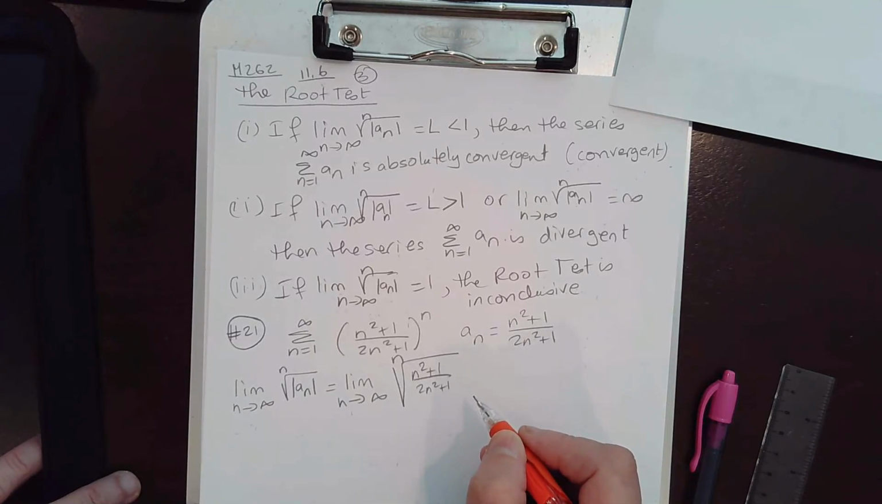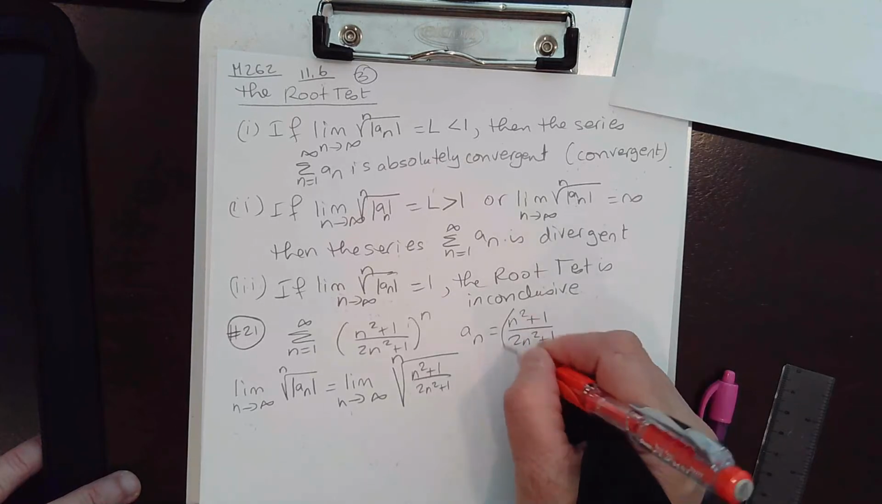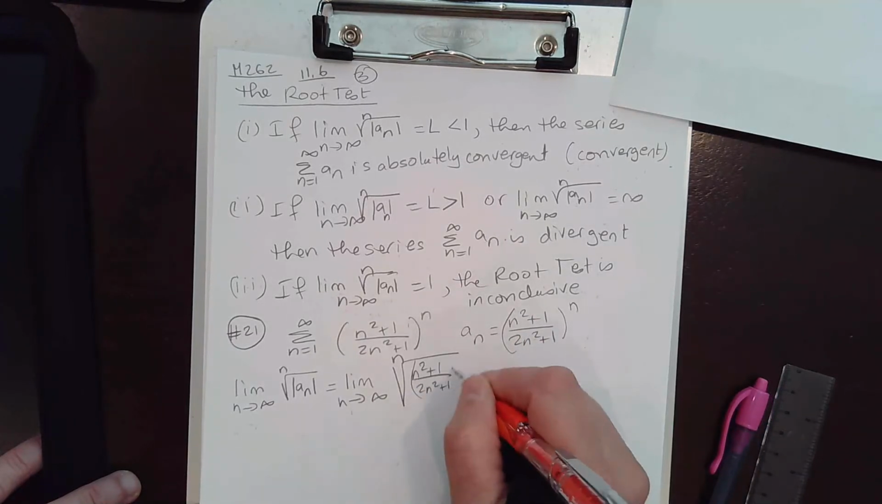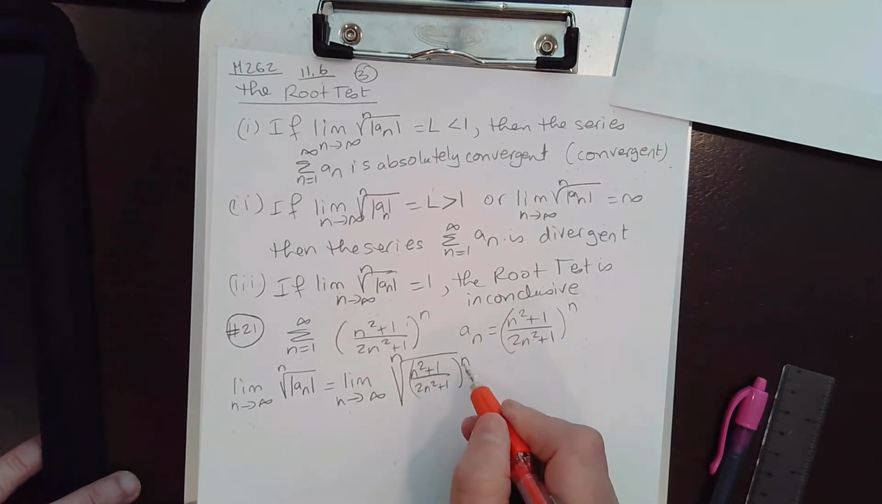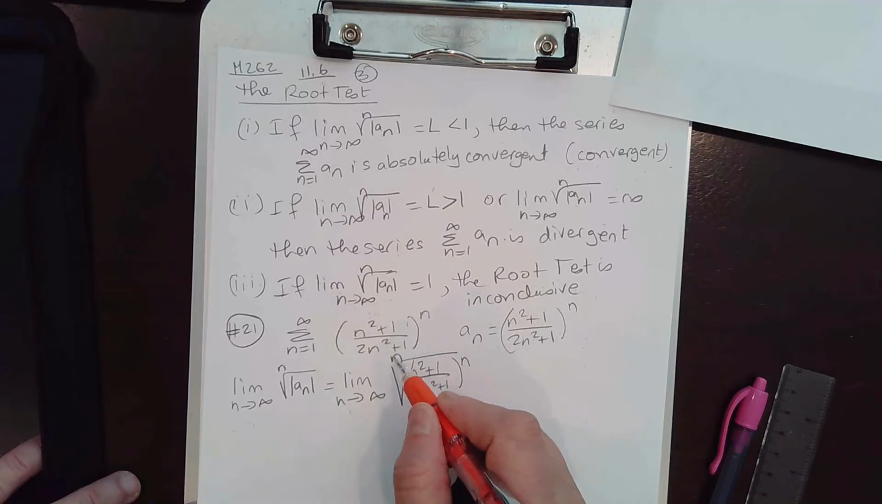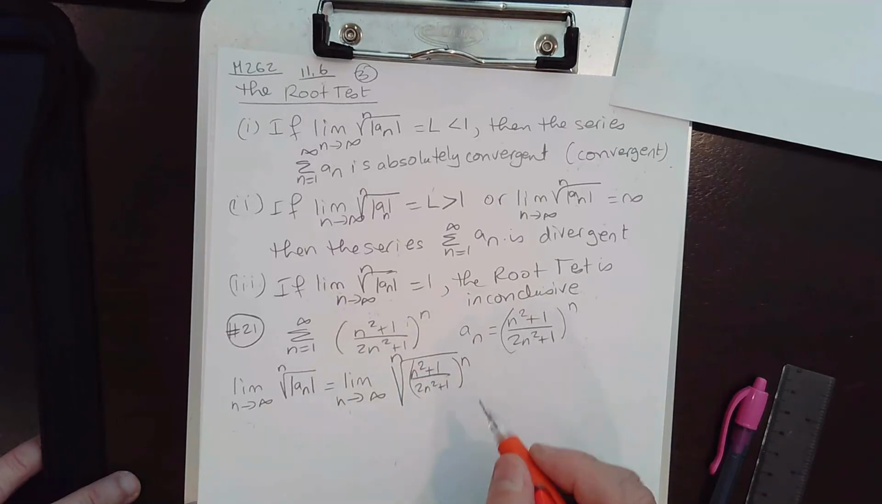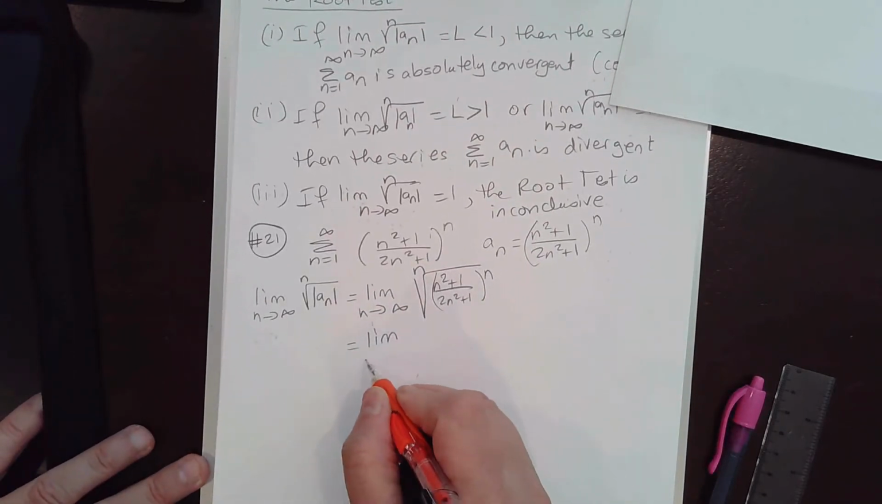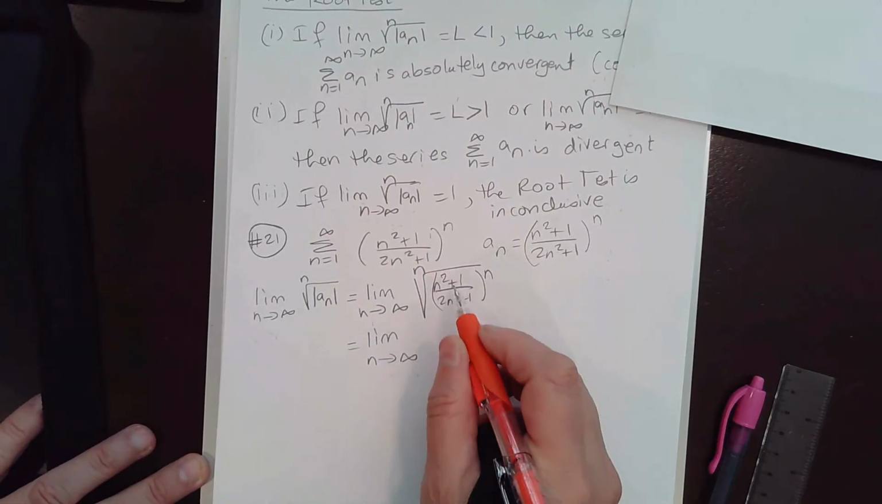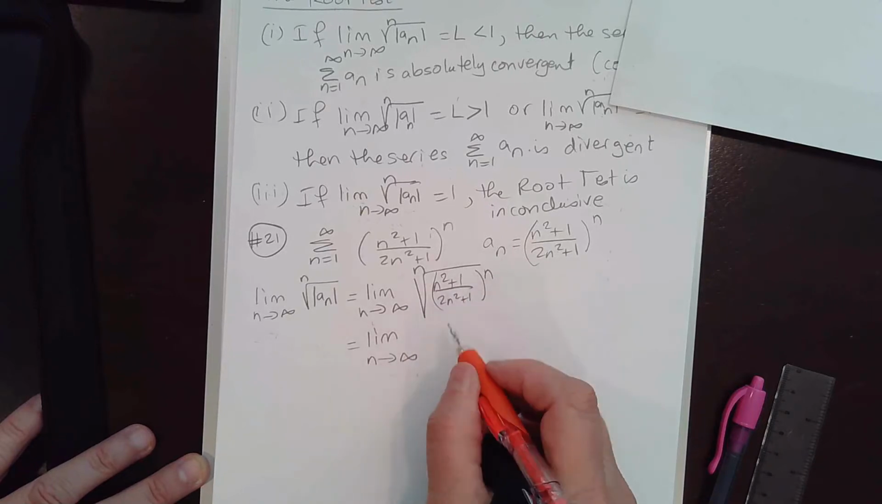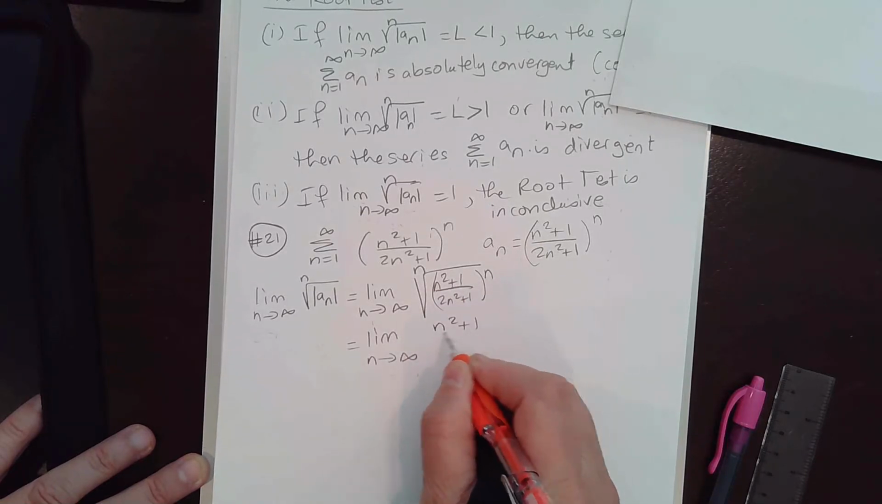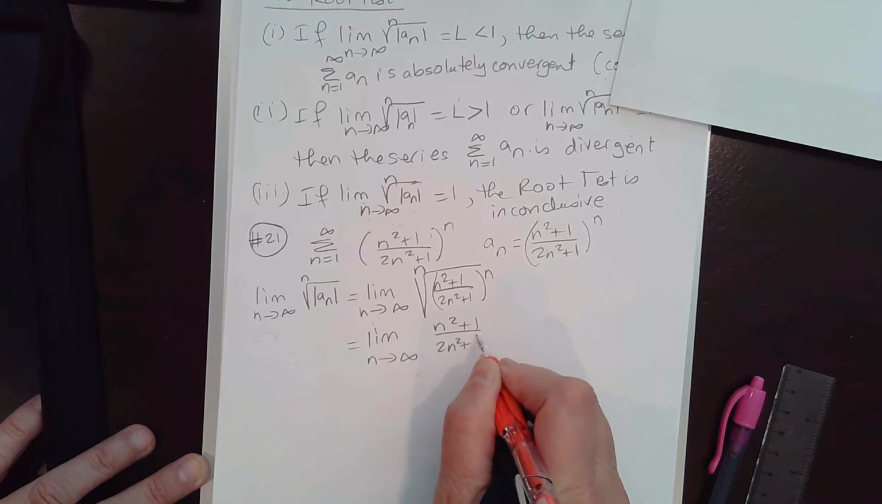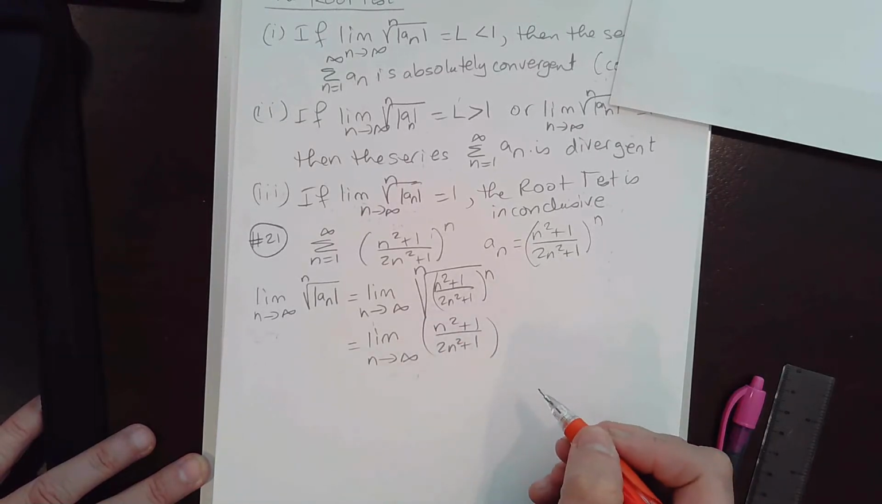Right? And I forgot the n here at the end. So the n power cancels the nth root. So that's equal to the limit as n approaches infinity, the whole thing comes out because these two cancel each other, of n squared plus 1 over 2n squared plus 1. So this is number 21.